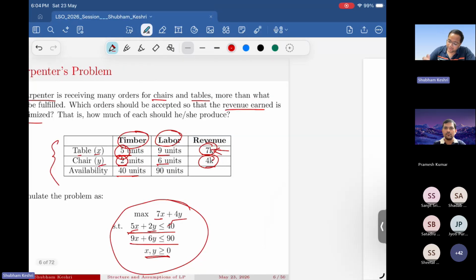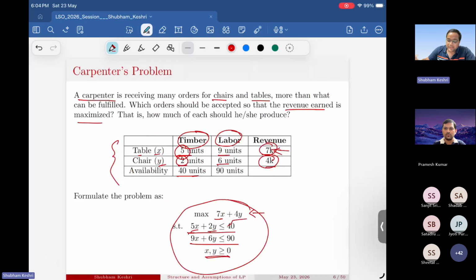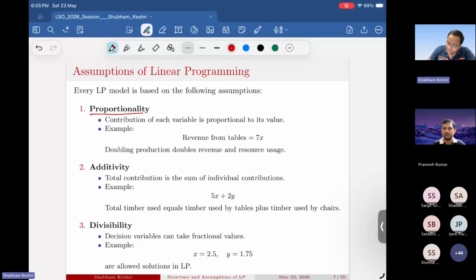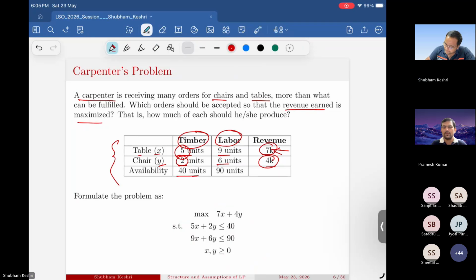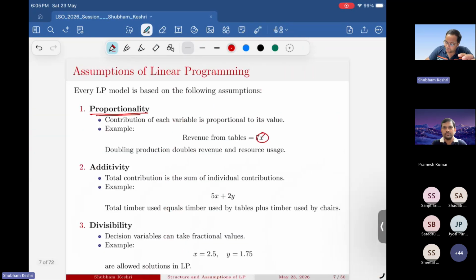This formulation is linear because the objective function is linear in terms of the decision variables, the constraints are linear, and the variables are continuous. These are the requirements for a mathematical model to qualify as linear programming. These are the properties of a linear program. Proportionality: each term in the constraints and the objective is directly proportional to a decision variable. If you double X, the quantity will be doubled. So it is linearly proportional.